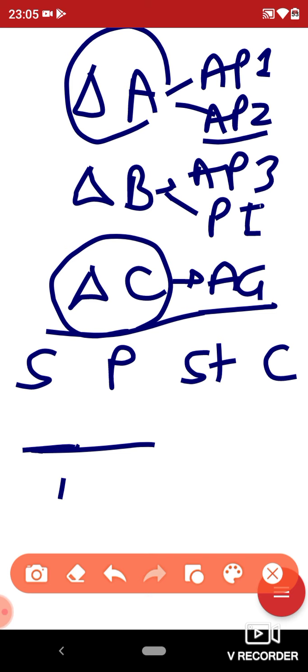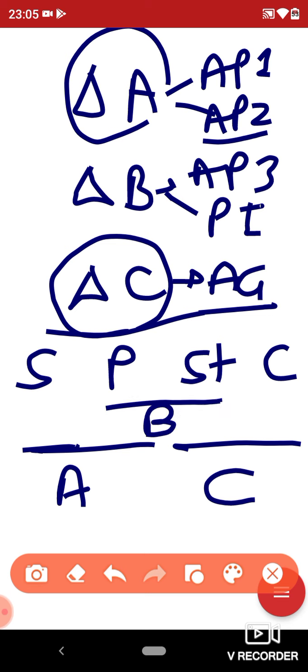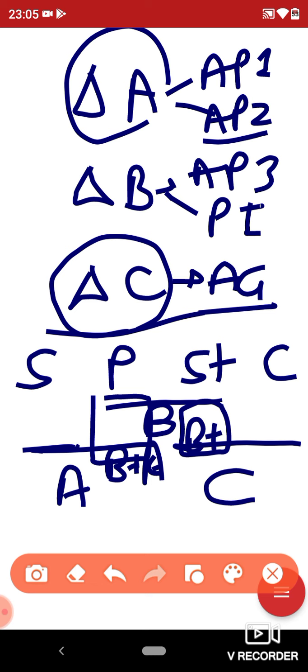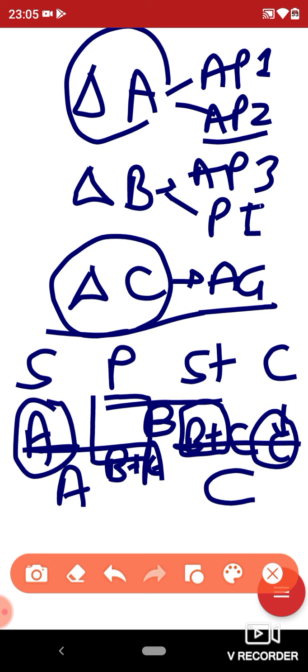The sepals and petals are formed from the class A gene, and stamen and carpel are formed from the class C gene, whereas the B gene is common. So petals will form from the region A plus B. Stamens will form from this region, B plus C. Sepals will form from only A and carpel will form from only C. So this was the concept of the ABC model of flower development.